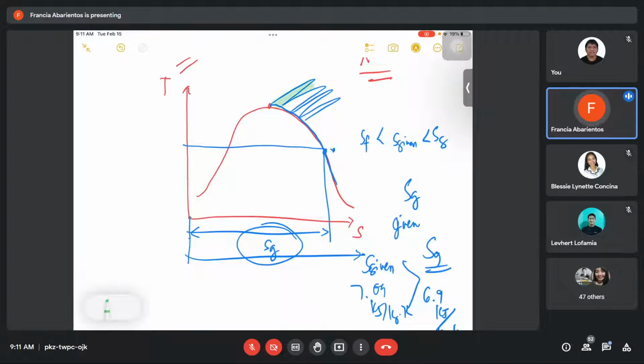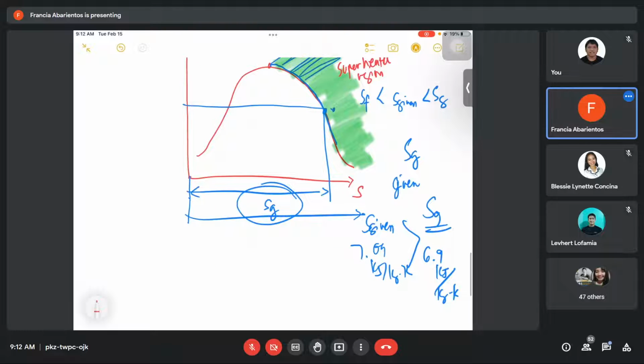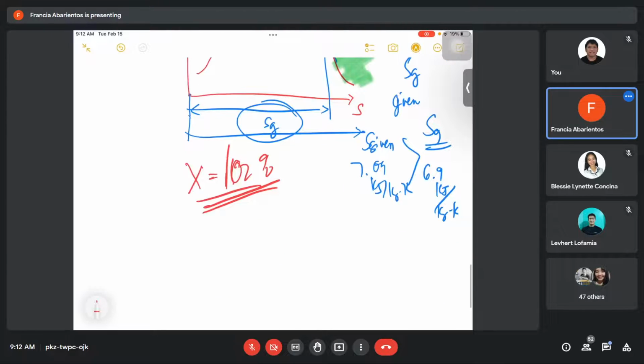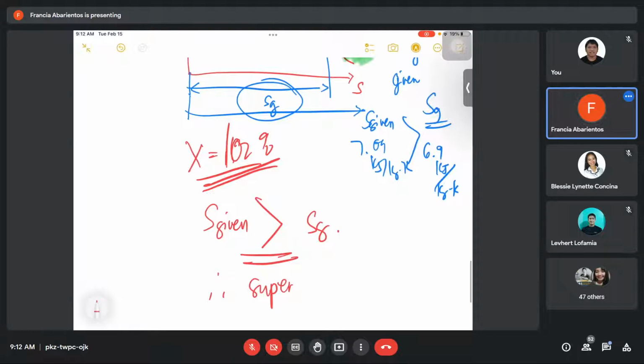Ito, class, itong sa labas na to, automatically, ang tawag na yan is the superheated region. Superheated region. Automatically, kahit hindi mo computein yung x dyan, kasi sobra talaga yan, 102% yan pag sinolve mo yan, automatically, if you see that the given is greater than the saturated vapor, you can conclude that that is a superheated vapor. Okay?